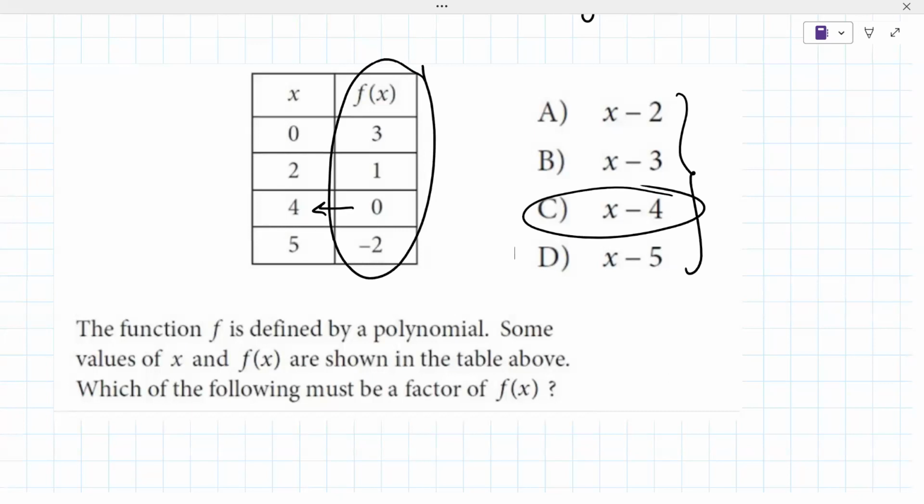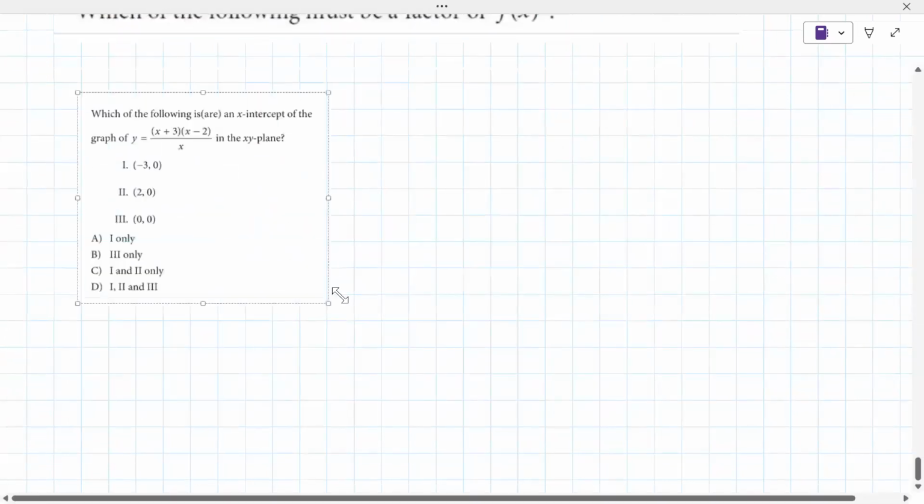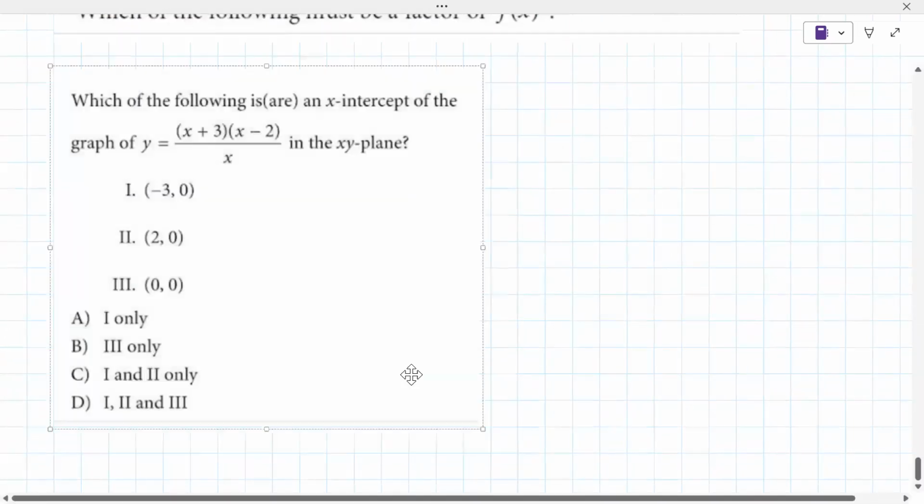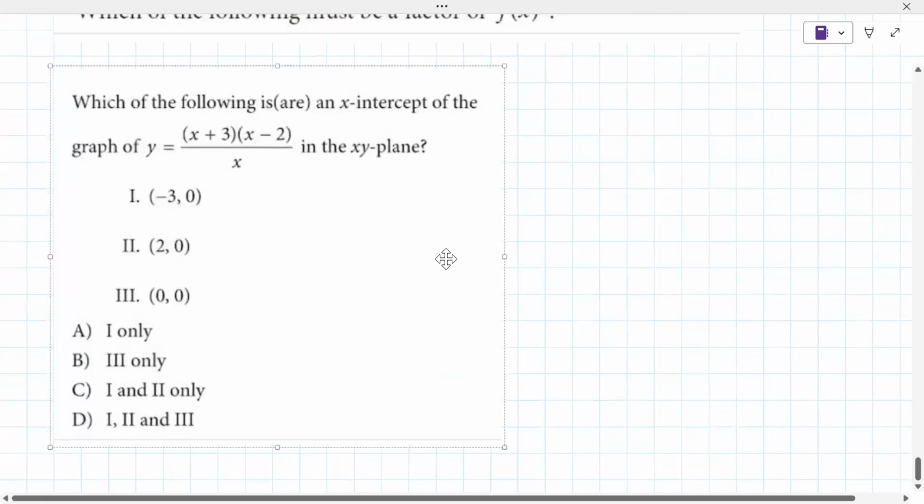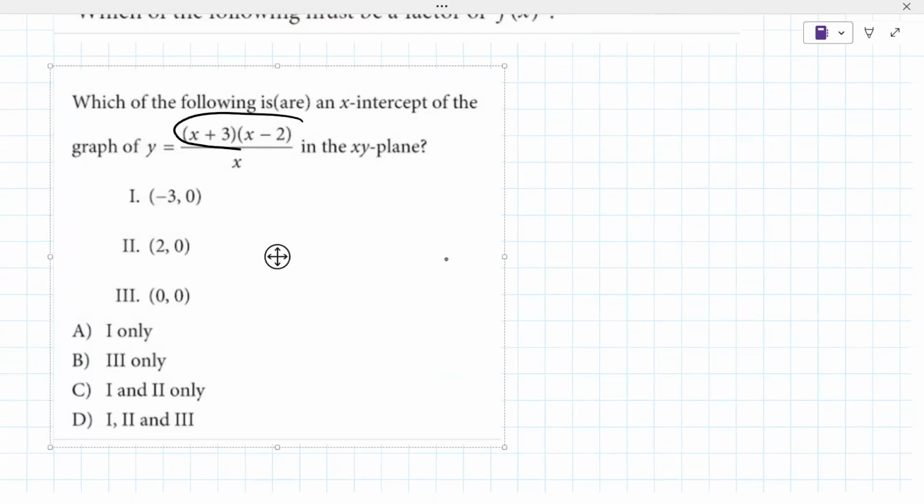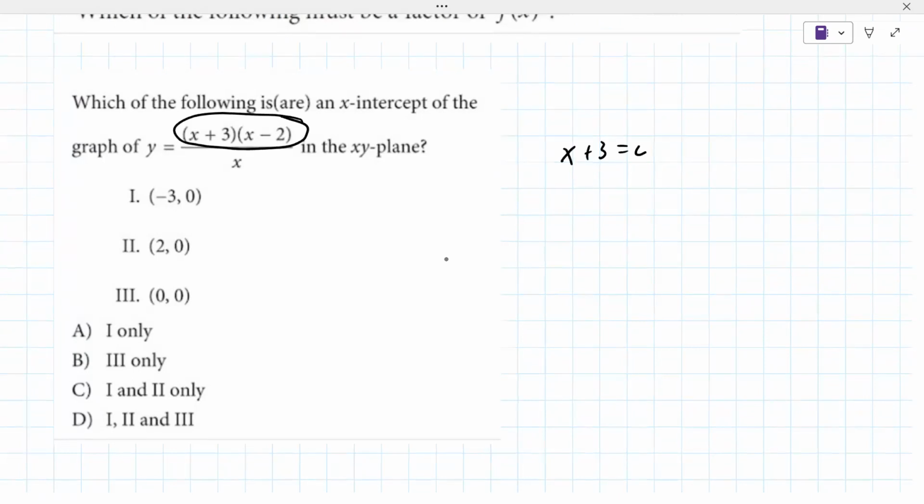Okay, we're going to just talk through this last problem here, and we'll be done for today. Which of the following is an x-intercept of the graph y equals x plus 3, x minus 2? So just look at the numerator here. What are the two intercepts for that? Where do those equal 0? Minus 3 and plus 2.